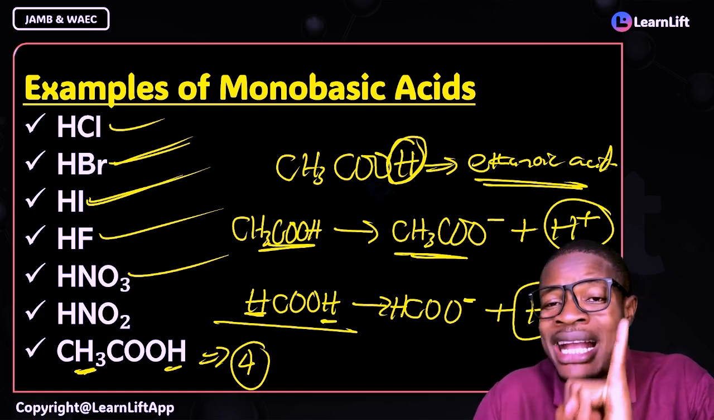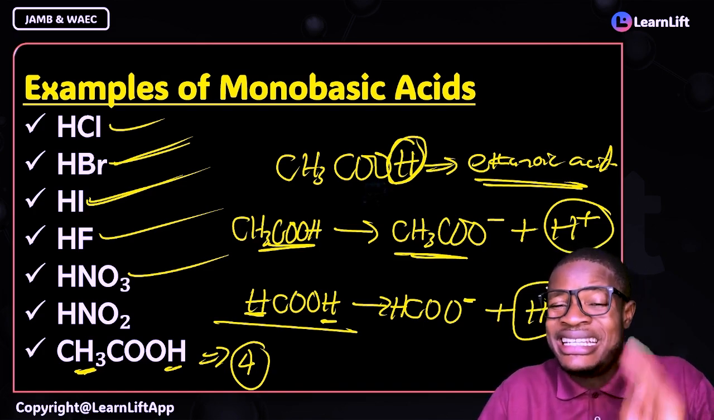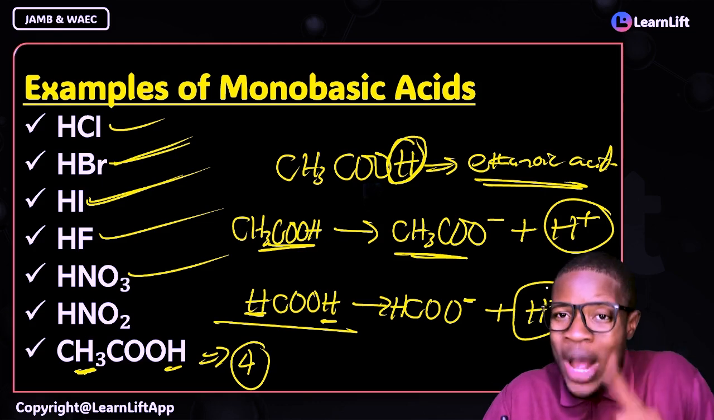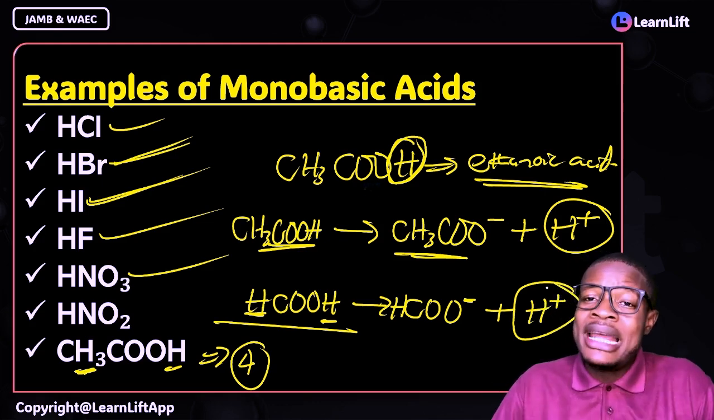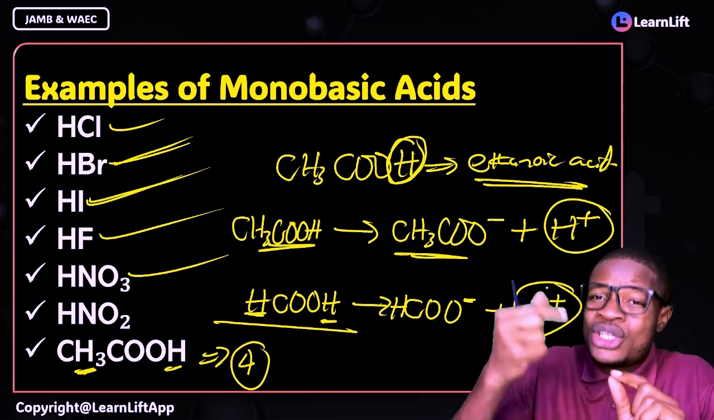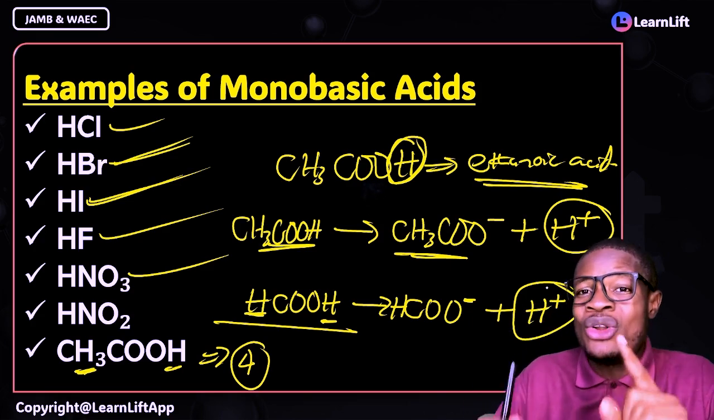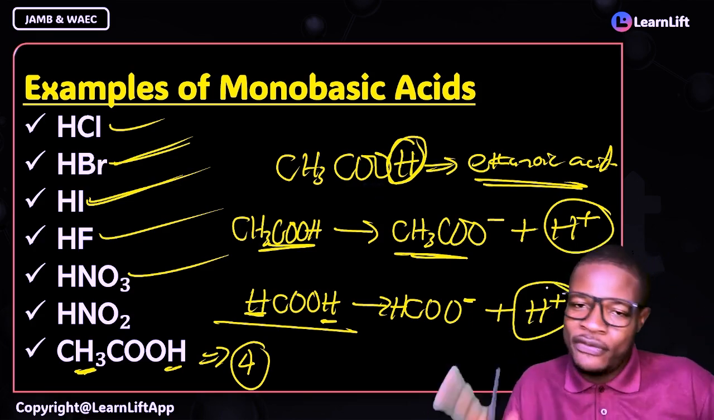So whether ethanoic acid or methanoic acid, the basicity is what? 1. Are you seeing it now? Because the number of replaceable hydrogen ions present in it is only 1, not 4, not 2, only 1. If you get that very fast.